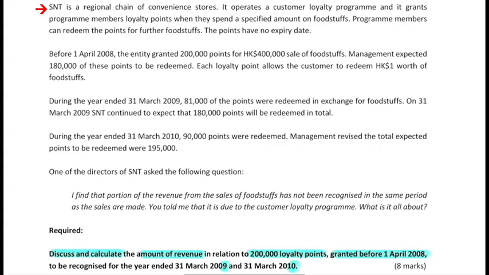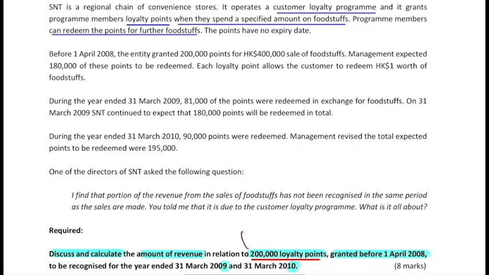The entity is a regional chain of convenience stores. It operates a customer loyalty program. It grants program members loyalty points when they spend a specific amount on goods and services in the store. Program members can redeem these points for future goods and services. Do these loyalty points represent a material right?